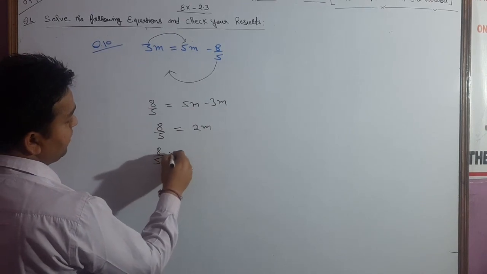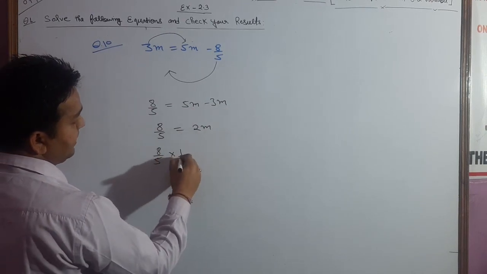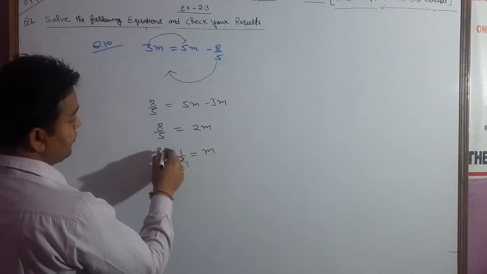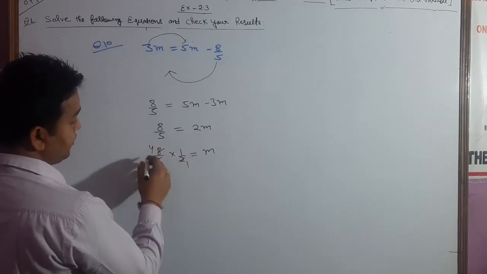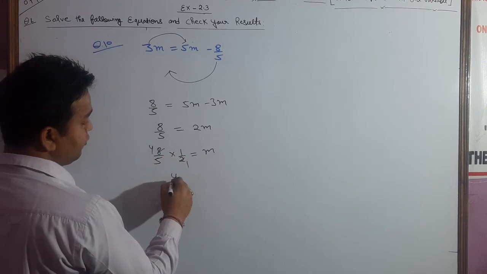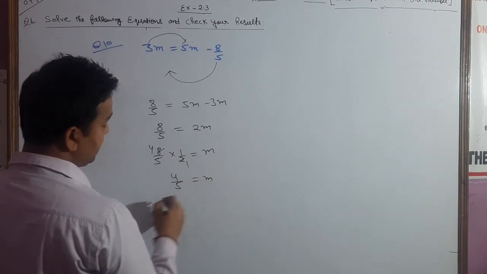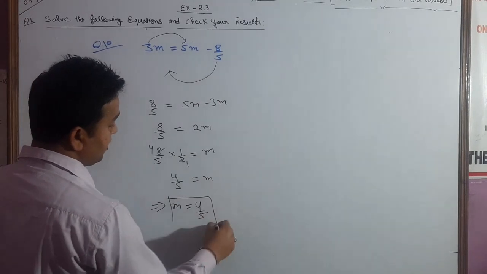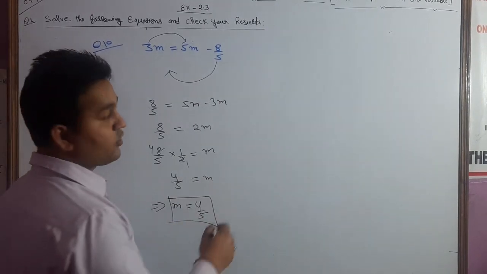And what is the value of m here? Here it is multiplied, so it comes over as divide, and it becomes m. So you will write 2 goes into 8, 2 4s are 8. So it goes 4 into 1 is 4 upon 5 is equal to m. So what is the value of m you get here? 4 by 5. Now you have to check whether your answer is right or wrong.